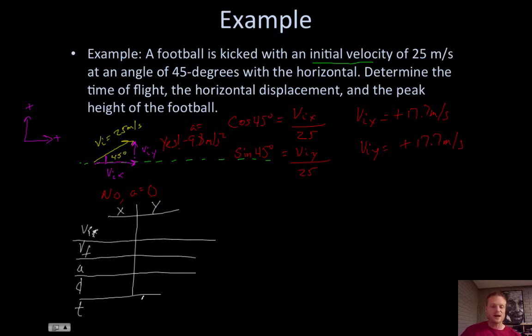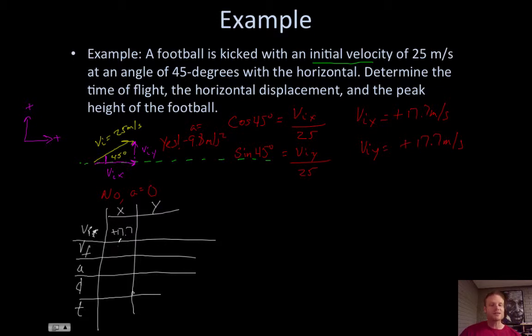And sorry, that says V sub I. I apologize, that looks so crummy. And basically, I'm going to do that for my x component and my y components. Okay, so V initial in the x is, we just figured out, 17.7, positive 17.7.